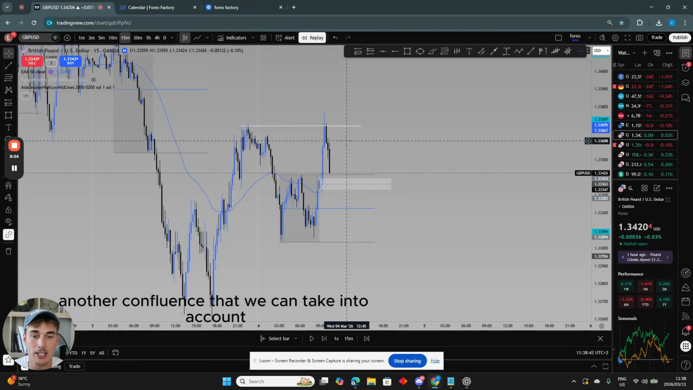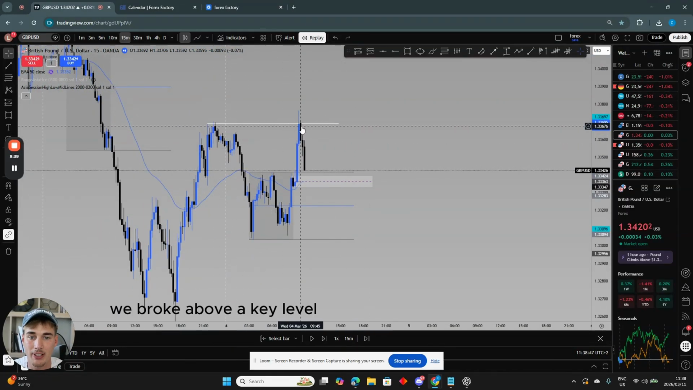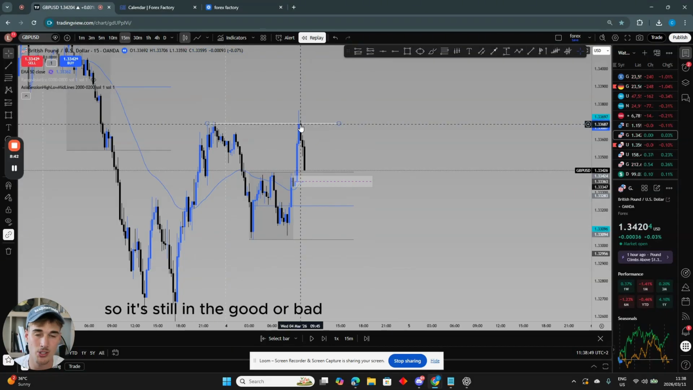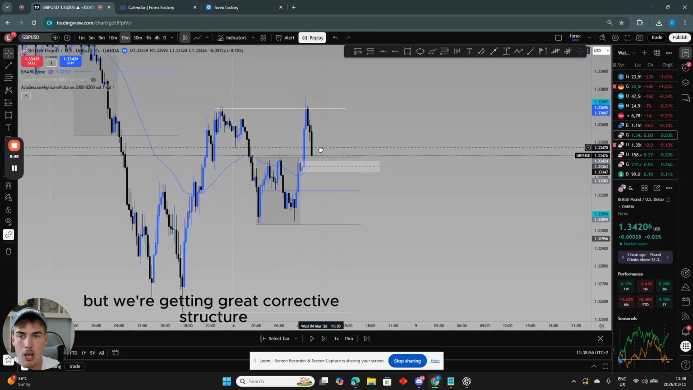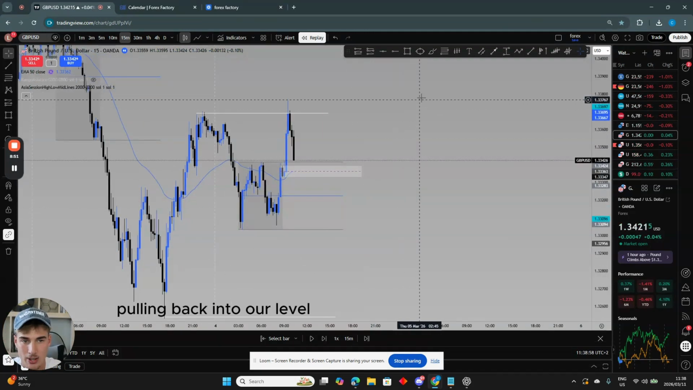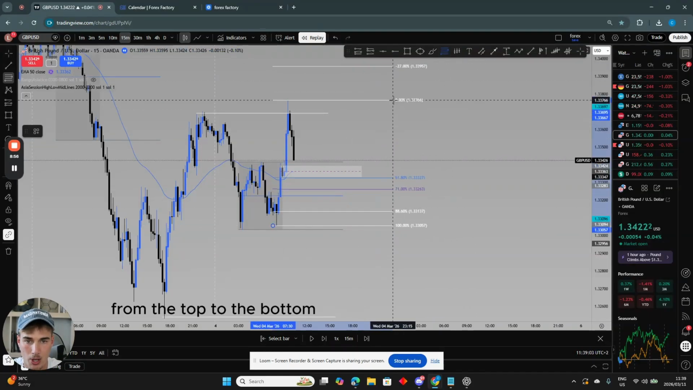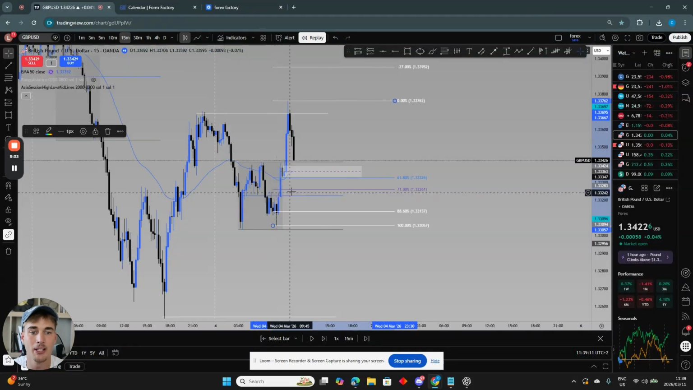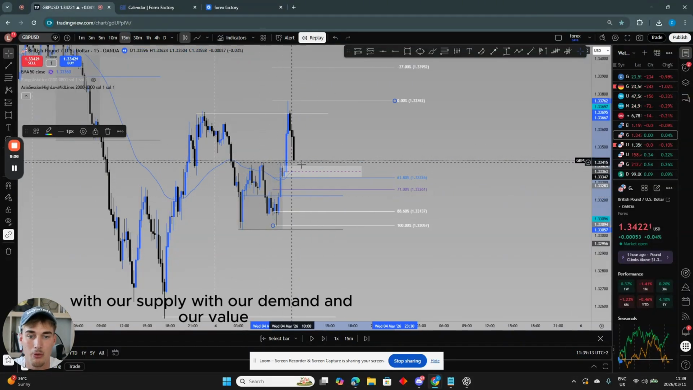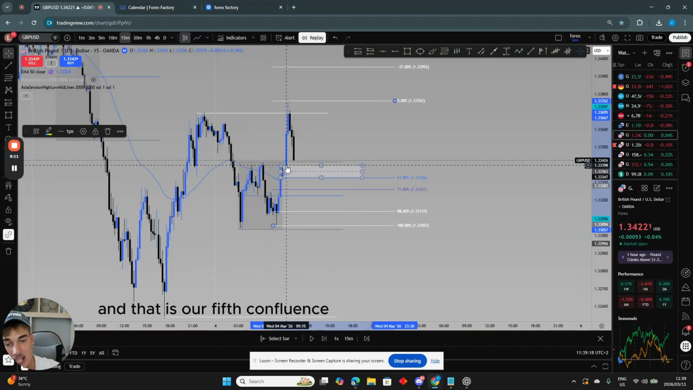Another confluence that we can take into account here is, boom, bullish. We broke above a key level. We didn't exactly close above it, so it's a negative and a positive at the same time, but we're getting great corrective structure pulling back into our level. Another confluence I can grab from this area is, I'm going to take my fib tool from the top to the bottom and put it at that level. We want to see 61, boom, confluence number 4. It's in the 61 area with our supply, our demand, and our value. That value area is important, and that is our fifth confluence.